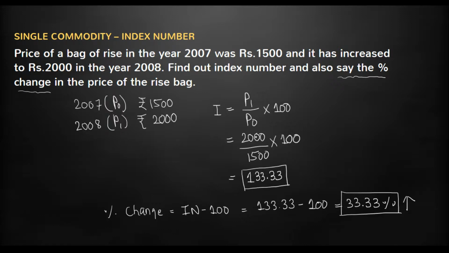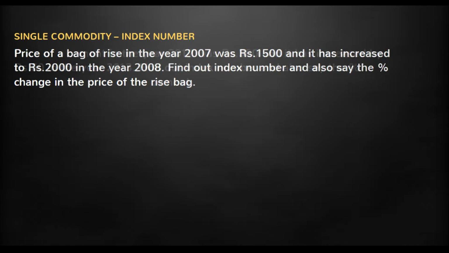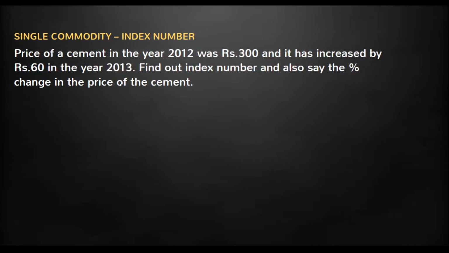So कितना सिंपल ये इंडेक्स नंबर का क्वेश्चन है। चलिए ऐसा ही दूसरा सवाल देखते हैं। Price of a cement in the year 2012 was rupees 300 and it has increased by rupees 60. Now here you have to keep in mind the word used is increased by, right? Rupees 60 in the year 2013. Find out index number and also say the percentage change in the price of the cement.